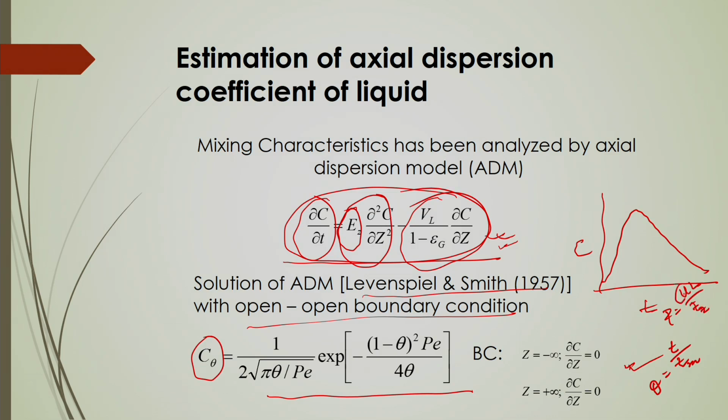Here U means the actual velocity of the liquid, L is the length of the gas-liquid mixture, and Ez is the dispersion coefficient. So, based on the solution of this axial dispersion model, if you fit this solution to the experimental data of C versus time, then you can get the parameters, the Peclet number and the Tm value.